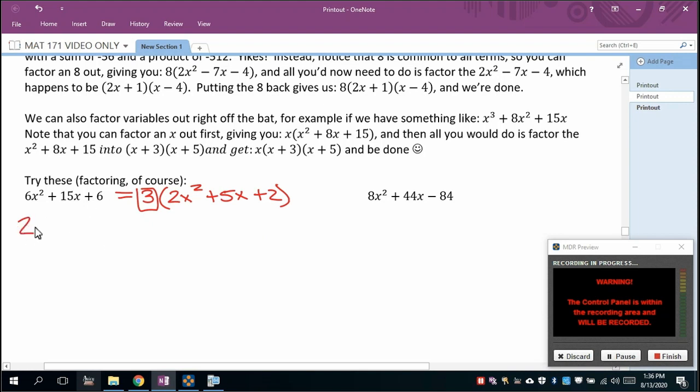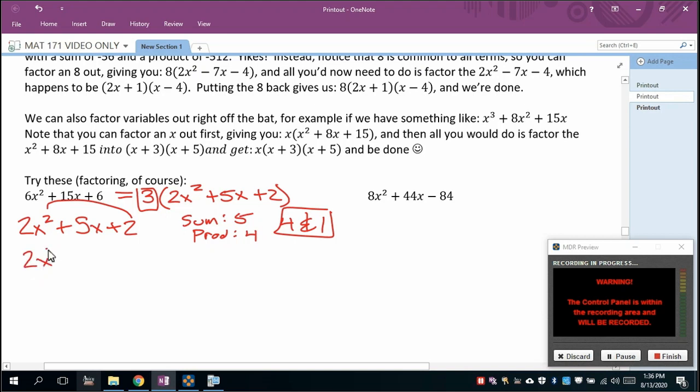So we need to factor 2x squared plus 5x plus 2. So the two numbers we need have a sum of 5 and a product of 4. The 4 comes from the 2 and 2. And those two numbers are, in fact, 4 and 1. So, you get 2x squared plus 4x plus 1x plus 2.